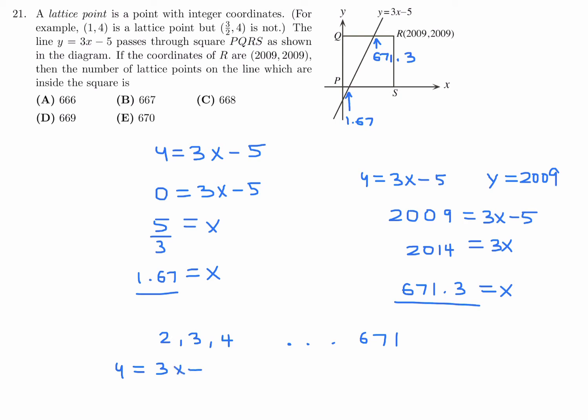Well, y is equal to 3x minus 5. So the good news is that no matter what integer value you put in for x, y will also be an integer, right? Because 3x minus 5 will always be an integer if x is an integer. So that's good. So that means all of these are valid. And how many of them are there? Well, that looks like 670 values of x, and therefore you'll have 670 values of y as well. So the number of lattice points is 670, and therefore number 21, the answer is E.